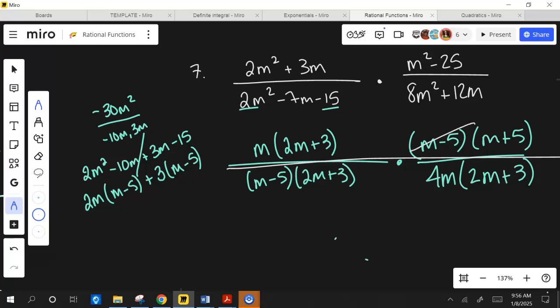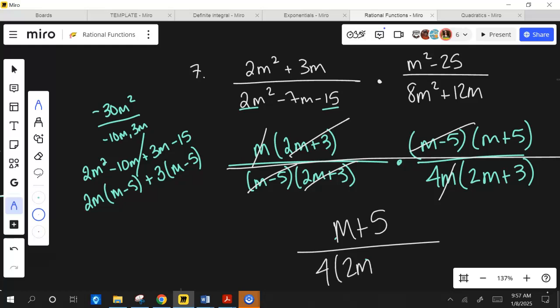All right, m minus 5s. Tyler says the m minus 5s. 2m plus 3. Now look, there's another one here. Don't get all willy-nilly with your canceling. We don't want to cancel them all out. We only want to cancel out what we can. I can cancel an m. All right, so what do I have left? I have an m plus 5 up top. That's all you can do.